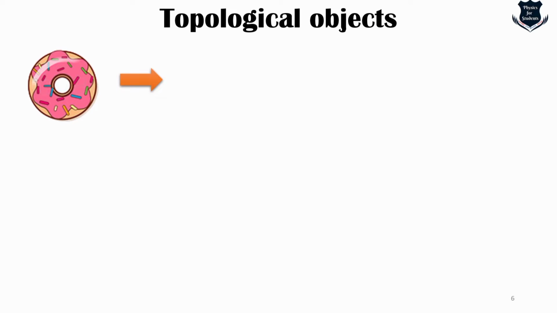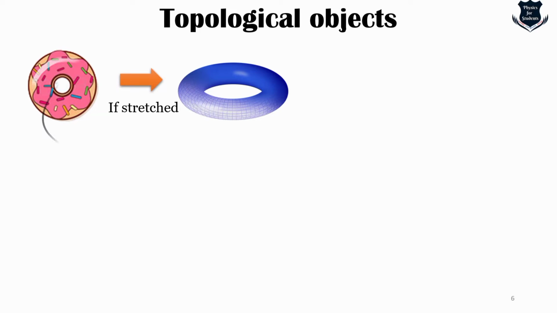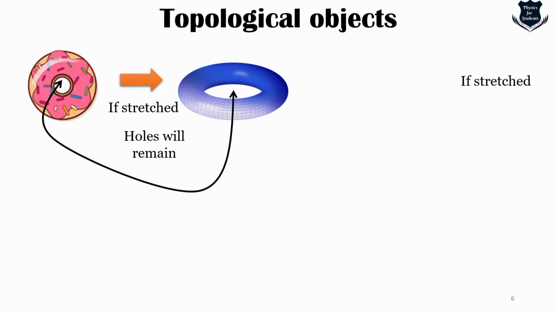So if we take a delicious donut which is right in front of you and we stretch that donut into a kind of a torus, this is the shape when it is stretched. So the donut, once it is stretched, takes the shape of a torus. But remember that the holes, technically called genus, always remain. That means the holes really don't change. Why I'm making this point will soon be clear.